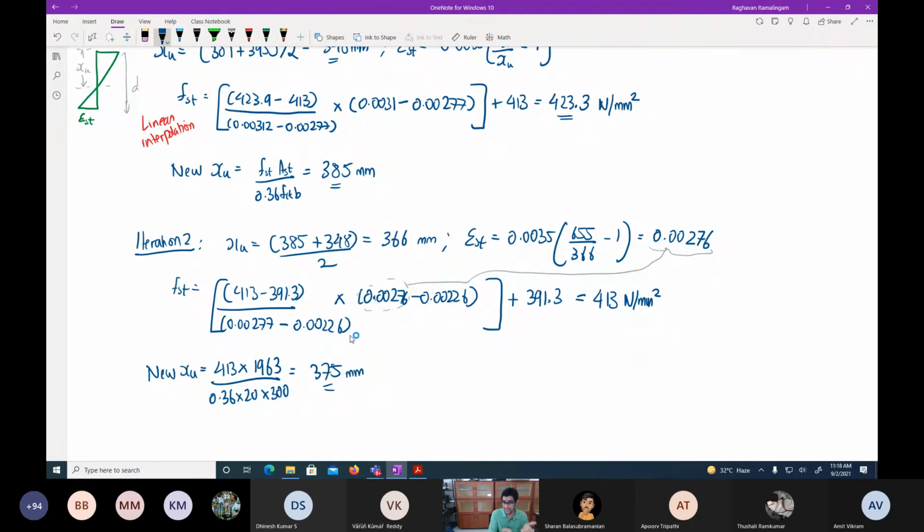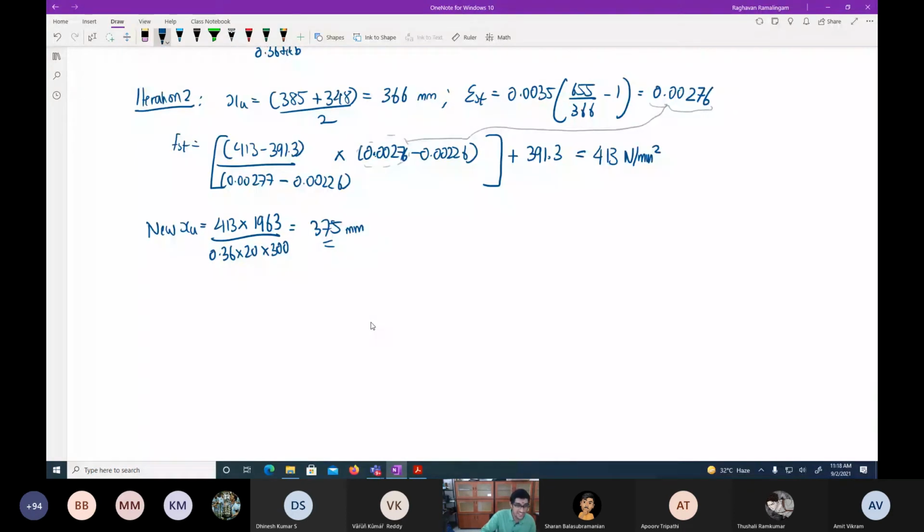Then again you will find epsilon ST, again find FST, and mostly at the end of the third iteration it will converge. So 375 plus 366 by 2 will be something like 370 or 371. That will be the next XU that you adopt. Mostly at the end of iteration 3, you will get something close to that number itself, and you will say it is converged, and you will use that value of FST. I don't want to repeat the steps again.